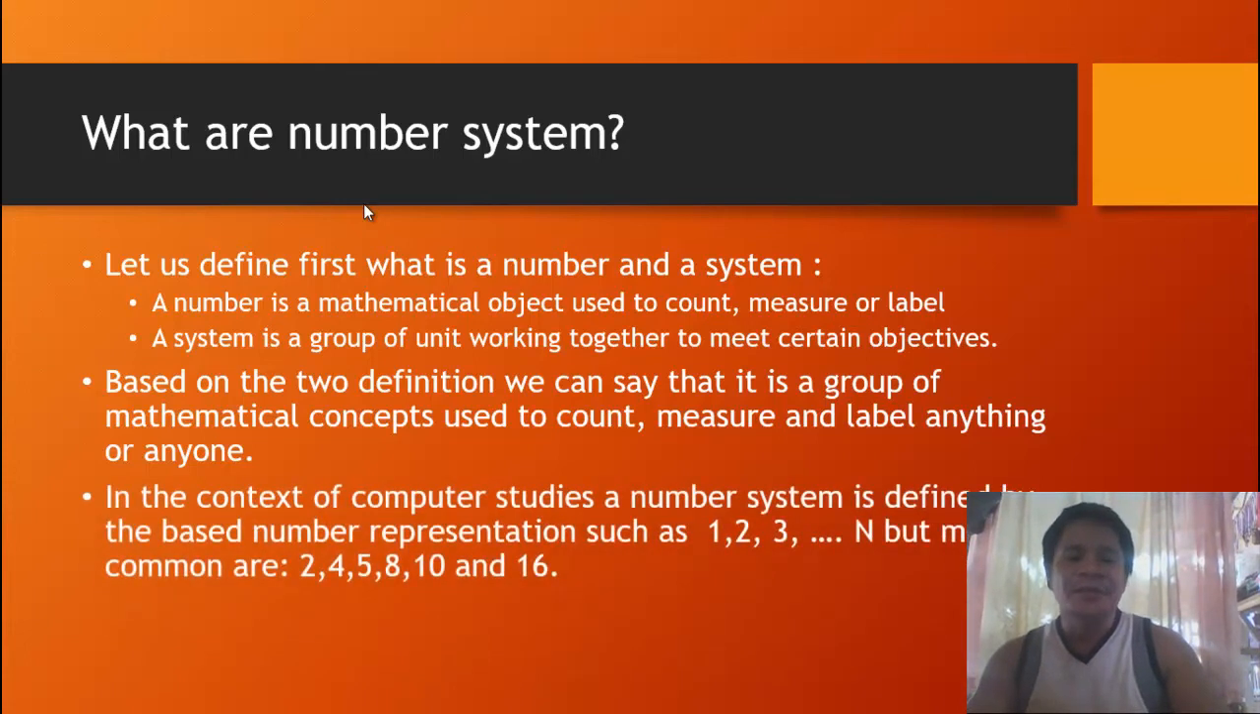In the context of computer studies, a number system is defined by the base number representations such as base 1, 2, 3, to n, but more common are base 2, base 4, base 5, base 8, base 10, and base 16.